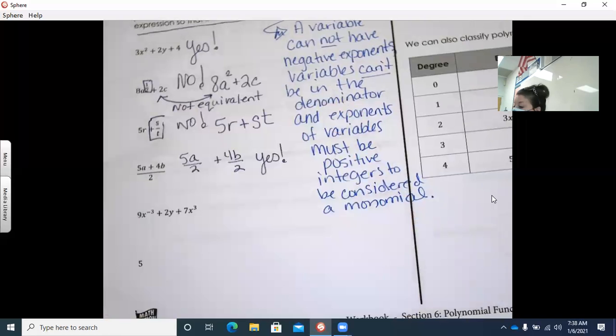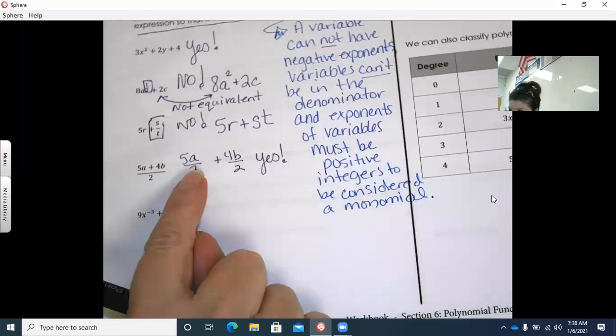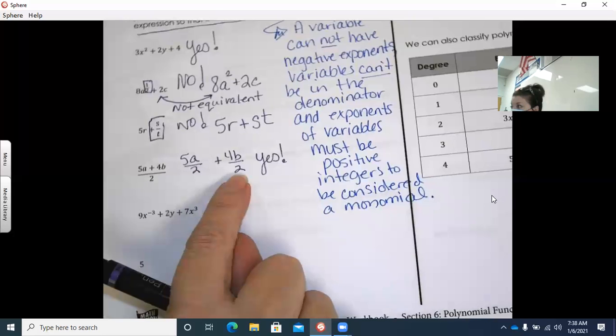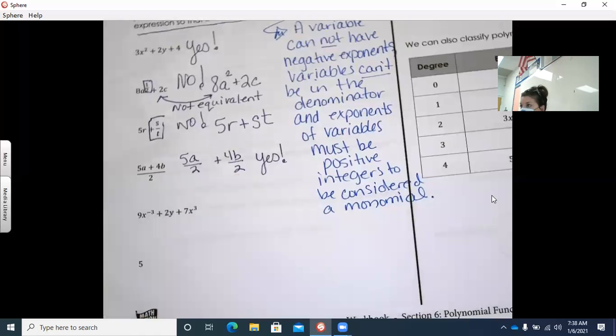So just to be clear, 5a squared is a monomial, plus 4b divided by 2 is a monomial. Polynomial is like the umbrella statement, okay? A monomial is a type of polynomial. How about the next one? Is that a polynomial?